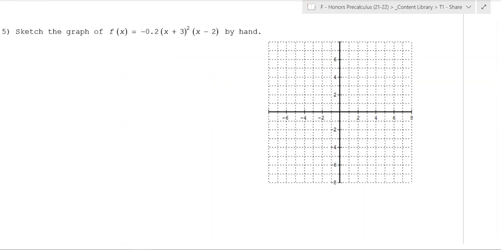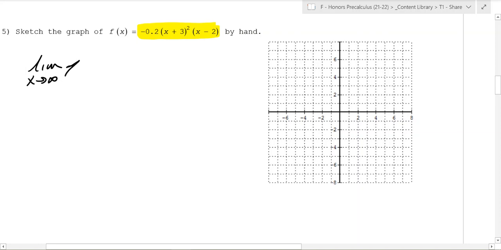So how do we put this all together? Well, we have this polynomial right here, and it's nicely factored. Look at that. You're not always going to be given it in factored form. The first thing we want to look at is the end behavior. So that's the limit as x goes to infinity of f of x. As x goes to infinity, this term is going to get really big and positive, this is going to get really big and positive, but this is going to make it negative. So in this case, it's going to go to negative infinity.